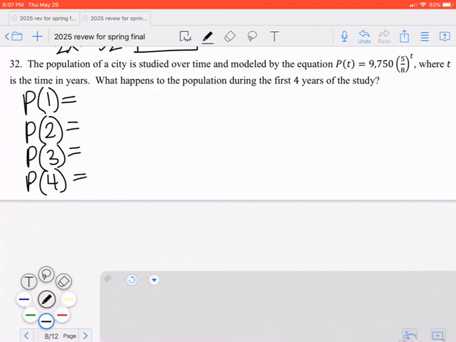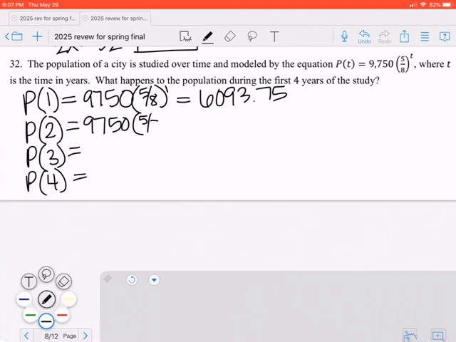So P of 1, we're replacing the T with a 1. So 9750 times 5/8 to the power of 1. Again, calculator work. Make sure you can work your calculator properly. This one is 6093.75.